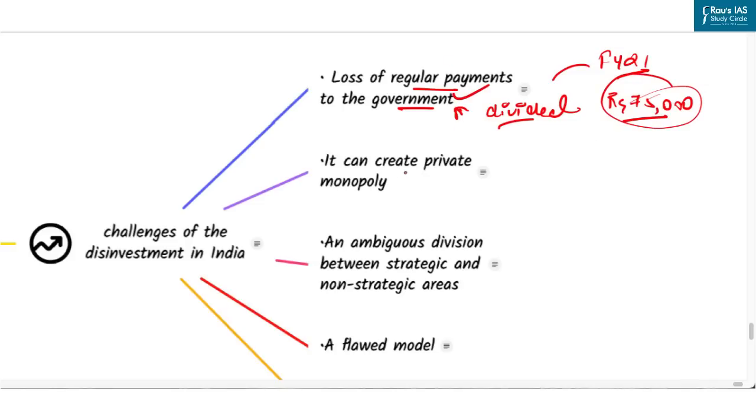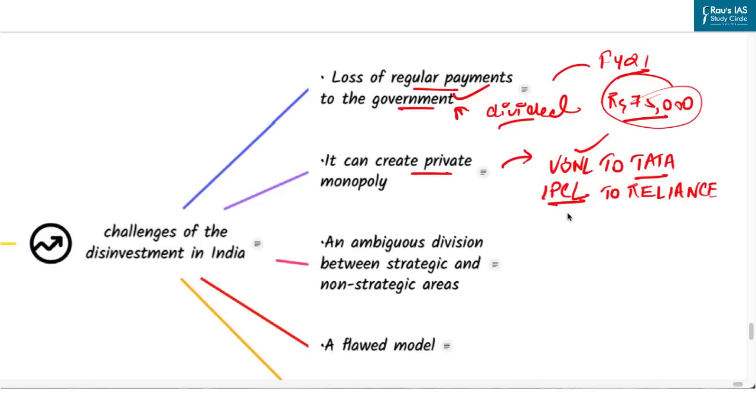Next, it creates private monopoly. Disinvestment might create a private monopoly in place of a public monopoly. The best example is the disinvestment of VSNL, that is Videsh Sanchar Nigam Limited, to Tata, or IPCL, that is Indian Petrochemicals Corporation Limited, to Reliance. So here you can see a shift from public monopoly to private monopoly.